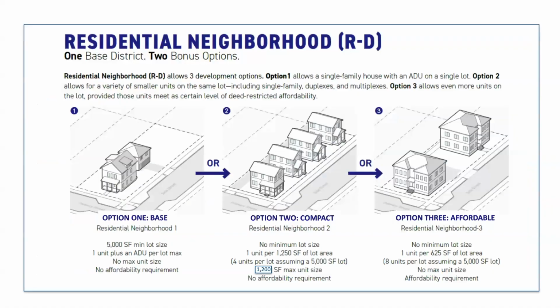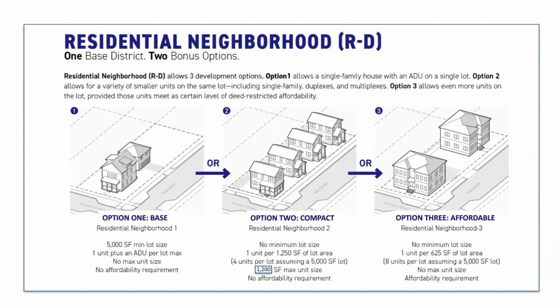All right. And so RD is one zoning district. It has 3 options. Essentially, it has a base, which is going to be option 1. Just to back up one step, if the parcel is zoned RD, you can use any one of these 3 options. They are not 3 different zoning districts.